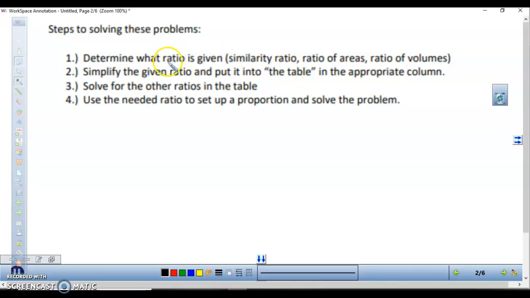Maybe I give you the area of two polygons. Well, then you would know the ratio of their areas by setting up a fraction. Maybe I give you the volumes of two polygons or the weights of two polygons, or rather solids, I should say.